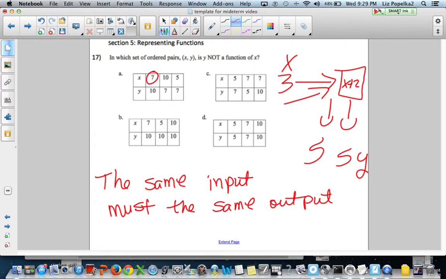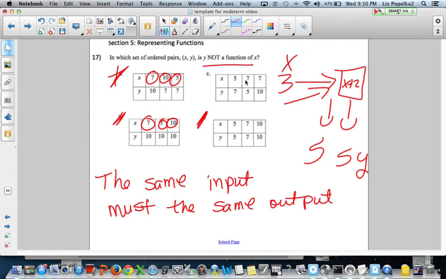So here, 7, 10, and 5, so in the x row, we don't have the same input. In a case like that, if you don't have the same input, you automatically assume that it's a function. The question is asking which one is not a function. So this one's a function, so that can't be the right answer. This one, 7, 5, and 10, we also have different inputs, so that one is a function. 5, 7, and 10, we also have different inputs.